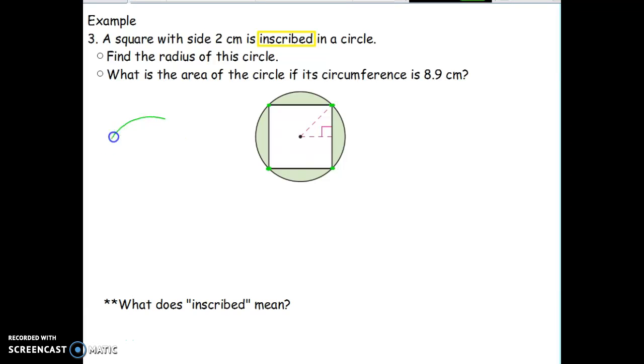So if I had another figure, this would not be an inscribed figure because not all of the vertices touch the edge of the circle.